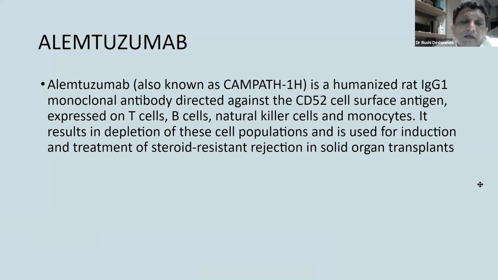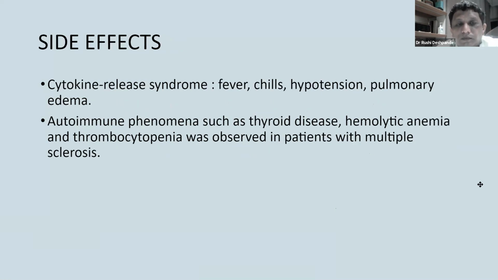And this would be used for induction and treatment of steroid-resistant rejection, also in solid organ transplant. So these drugs can be used as induction agents. They can also be used as rescue agents in severe rejections which are not responding to steroids alone. Side effects are quite similar to ATG: fever, chills, hypotension, pulmonary edema. In Campath, autoimmune phenomena have also been described, such as thyroid disease, hemolytic anemia, thrombocytopenia. Particularly in patients with multiple sclerosis, these phenomena have been observed more.